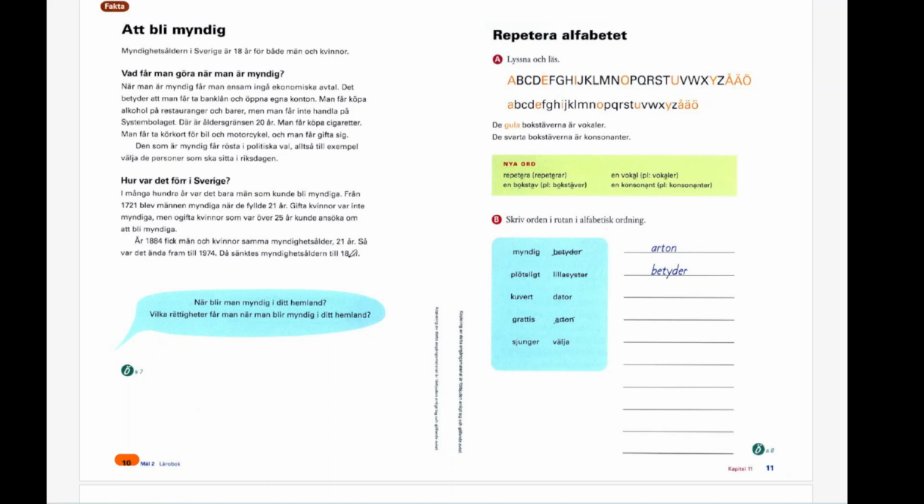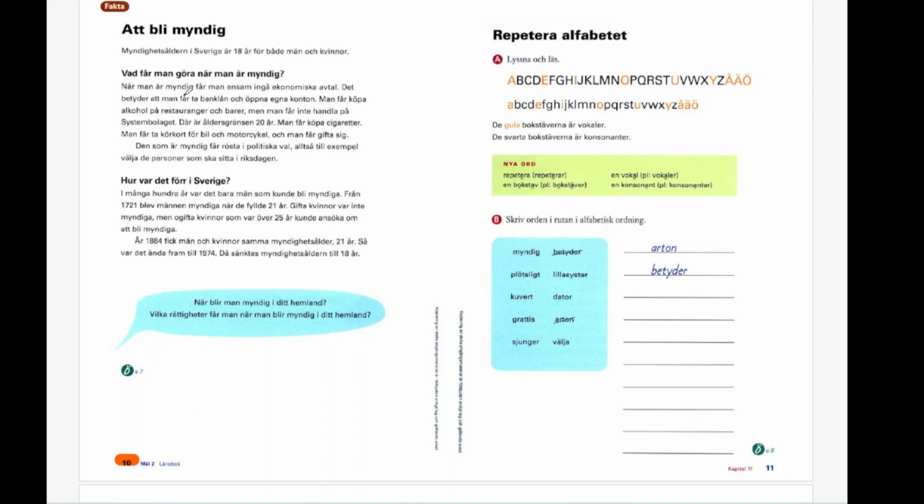Yeah, so if you don't understand what was said in the audio, I can explain that. Myndighetsåldern i Sverige är 18 år. To become a responsible, grown-up adult in Sweden, it means when you are 18, that's the age for both men and women.